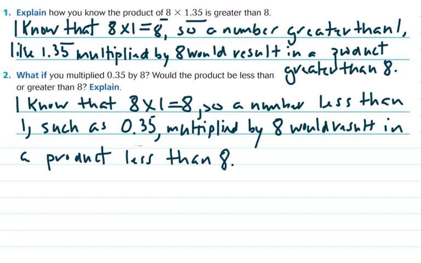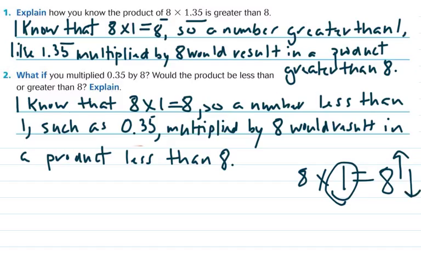So boys and girls, keep in mind the benchmark fraction, factor times factor equals product, that we're using. It says, I know that 8 times 1 is 8, so a number less than 1, such as 35/100, multiplied by 8 would result in a product less than 8. And keep in mind, boys and girls, you know that 8 times 1 is 8. So if you're talking about a number that's less than 1, the product here would have to be greater or less than 8. It would have to be less than 8. 8 times 0 is 0. Is that greater than 8 or less than 8? That's correct. It's less than 8.